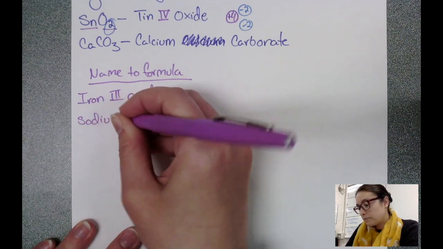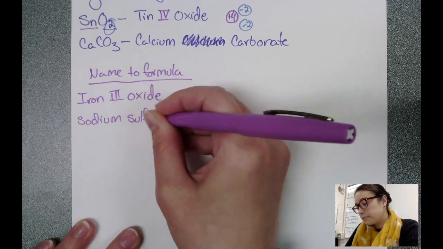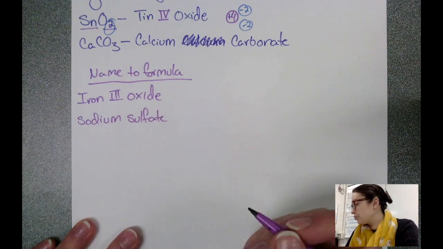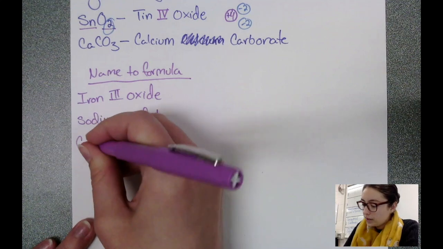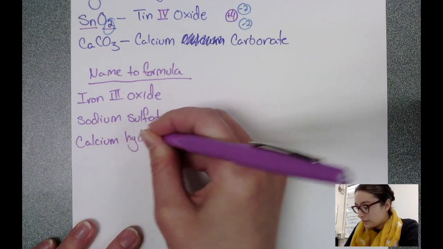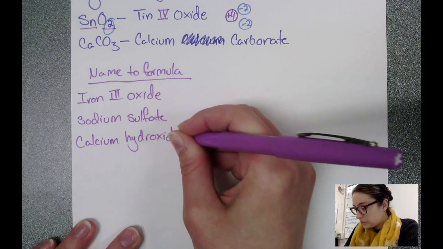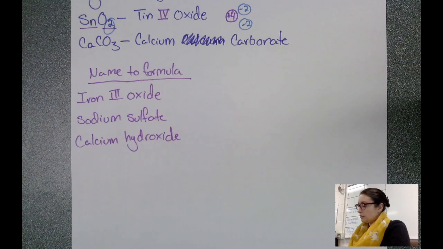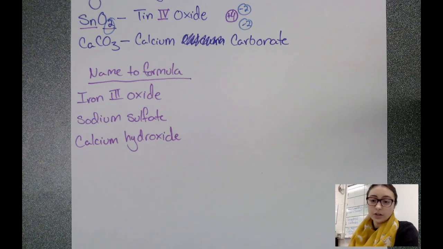Let's say we've got sodium sulfate. Let's say we've got calcium hydroxide. All right. Let's start looking at these ones now.